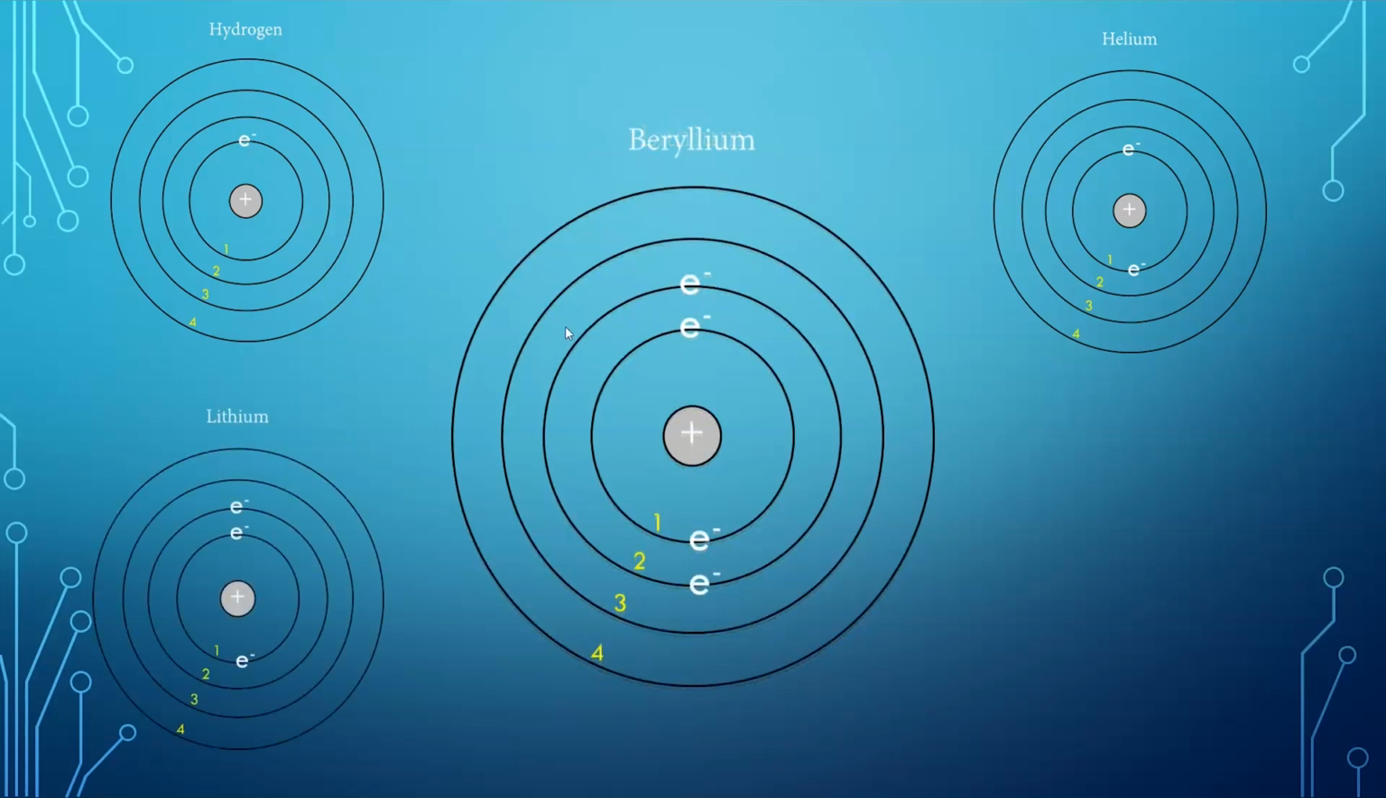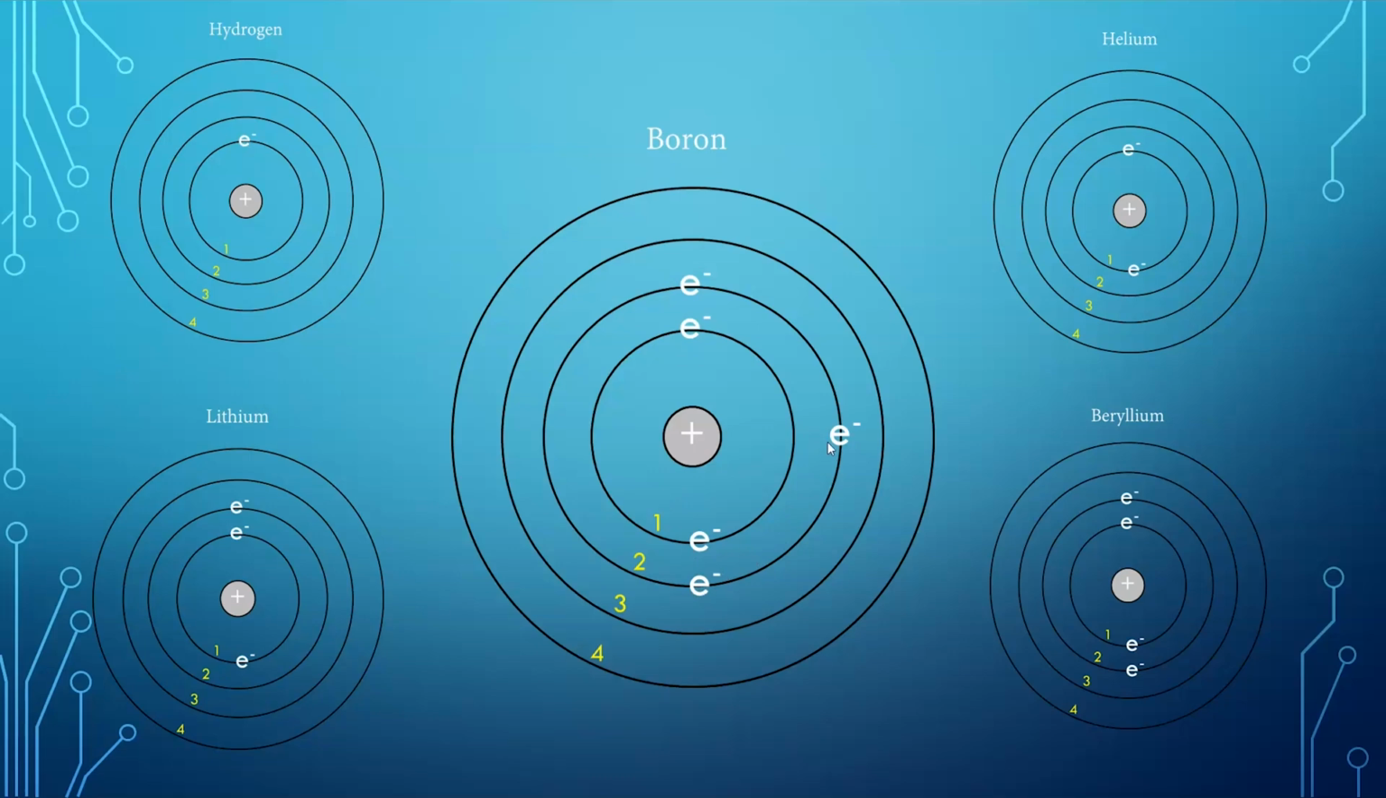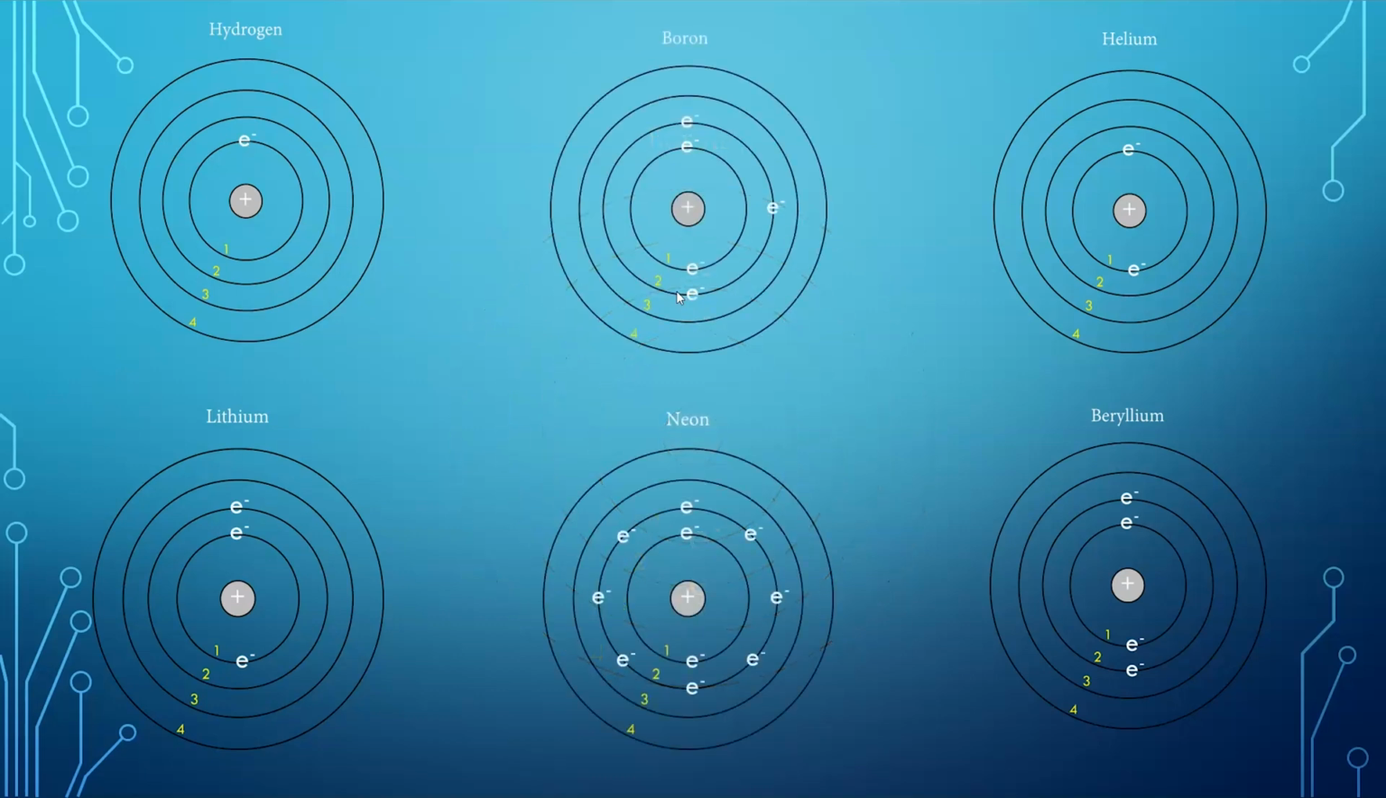Beryllium has 2 electrons in the second level, so it's got 2 valence electrons. Boron has 1, 2, 3 valence electrons. And if we jump all the way over to the end of the second period to neon, neon has got 8 electrons in the second energy level. It has 8 valence electrons. So this is one way we could determine the number of valence electrons in an atom, but it would be very time consuming. We're going to have to come up with an easier way to do this.